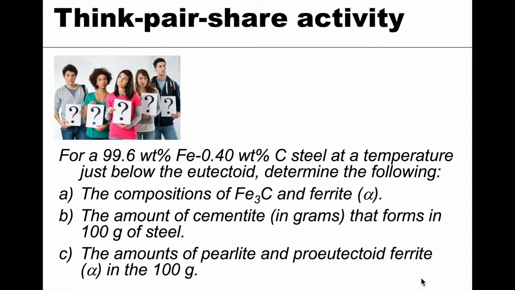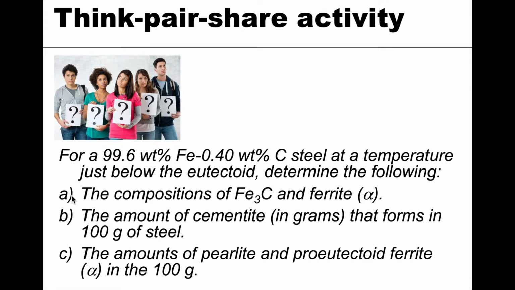This one actually has a number of parts, but what I want you to do is consider a steel alloy, which has 99.6 weight percent iron and 0.4 weight percent carbon. I want you to consider this at a temperature just below the eutectoid. I'll put the picture of the phase diagram so you can see it, or it's also in your book if you want a bigger view of that. And what I want you to answer about that alloy at that temperature is the following things.